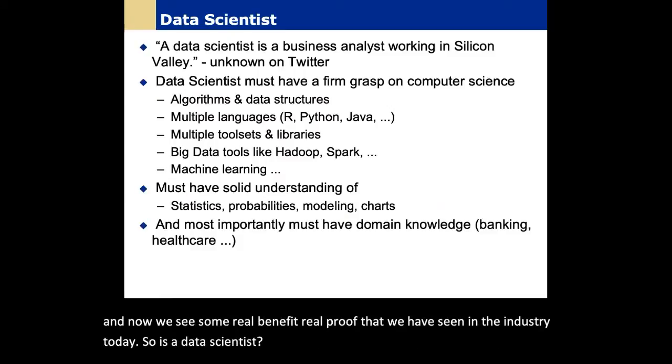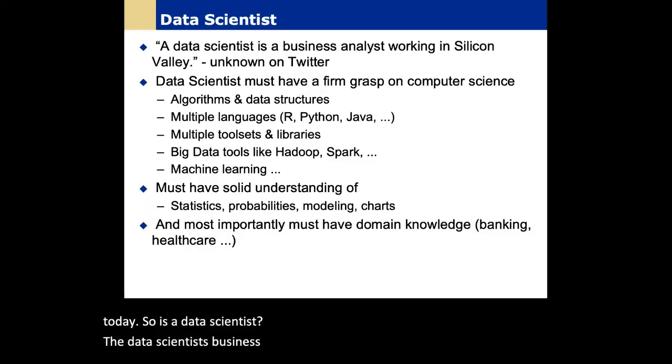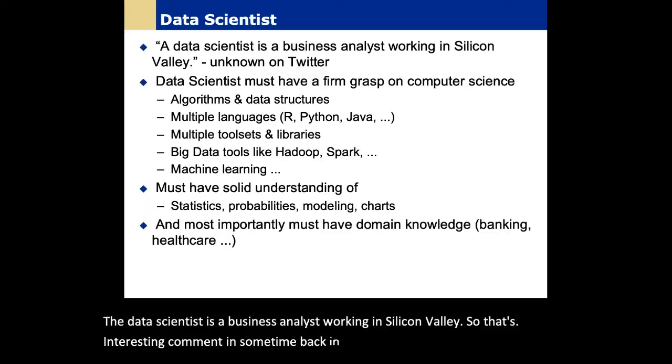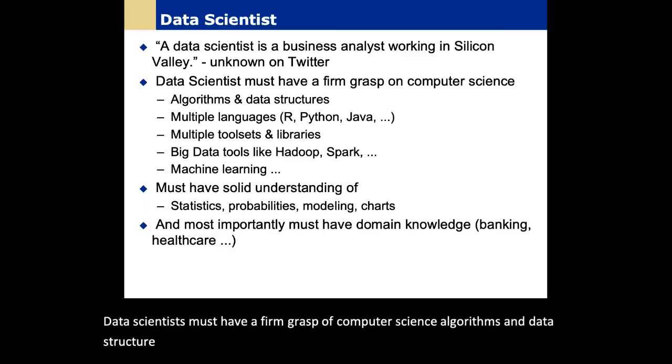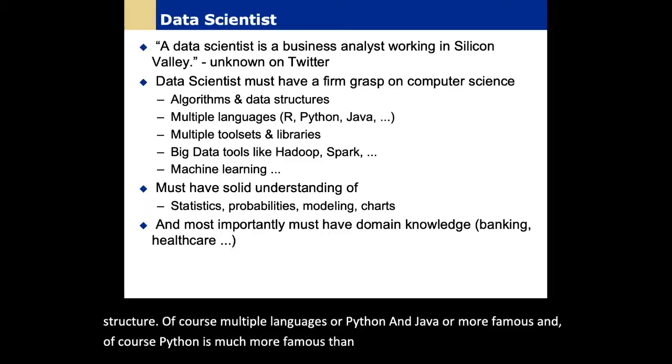A data scientist is a business analyst working in Silicon Valley. That was an interesting comment some time back on Twitter. Data scientists must have a firm grasp of computer science, algorithms, and data structures, of course. Multiple languages, but Python and Java are more famous. And of course, Python is much more famous than any other language in this field.